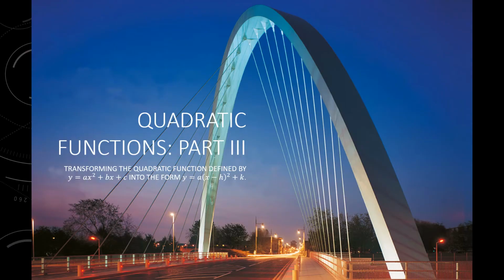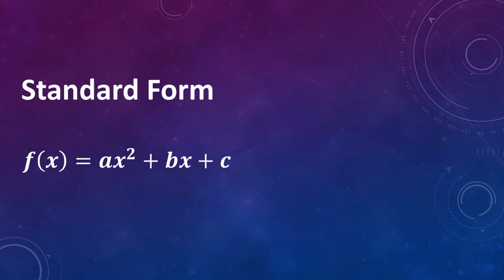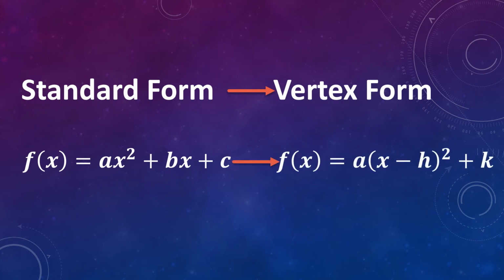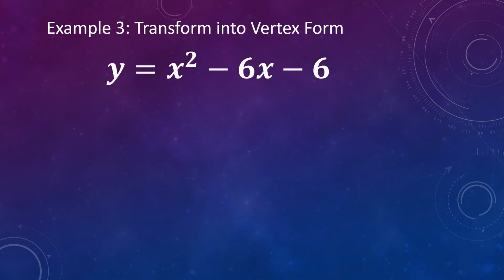Okay, part 3. Part 3 of this video is about transforming the quadratic function written in standard form into vertex form. So from the standard form, which is f of x is equal to ax squared plus bx plus c, we will need to rewrite it into vertex form, which is actually f of x is equal to a times the square of the difference of x and h plus k, where hk is the vertex. So, paano natin gagawin yon?